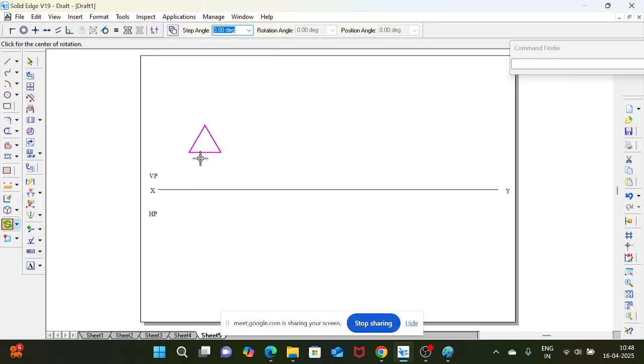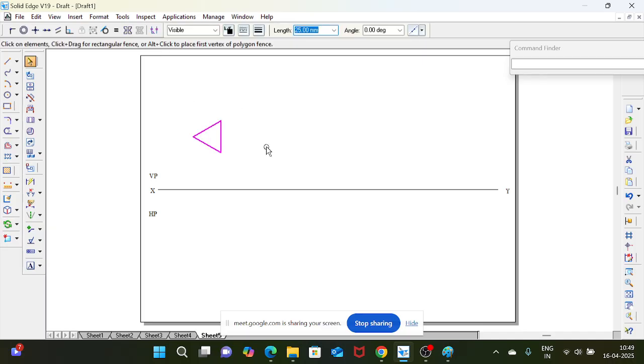Rotate. The right side end point of the baseline, the right side corner, you need to click, and then the second line end point you need to click. Rotate this line. See here, it should be 90 degrees. You can see the 90 degree position angle and also the vertical line symbol in front of your cursor. Like this, you have to rotate.